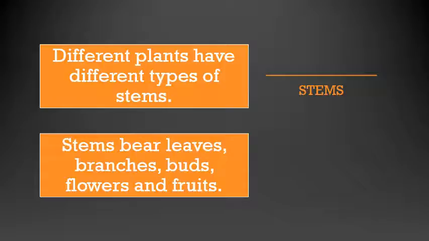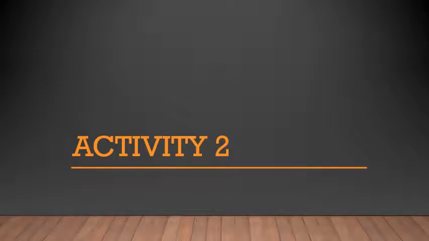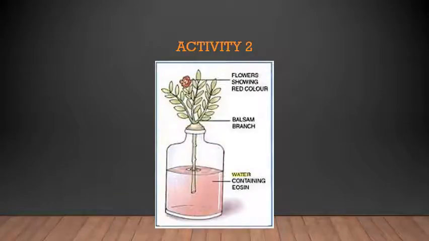What do you find? Stems, there are different types of plants have different types of stems, and stems bear leaves, branches, buds and flowers and fruits. All these main parts of the plants are present on the stem itself. There is one activity given in your textbook, page number 54. We would require a glass, water, red or blue ink and a soft stem.